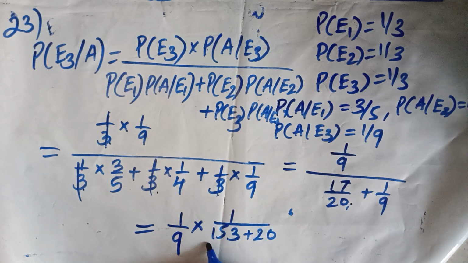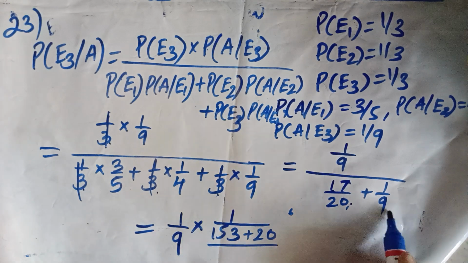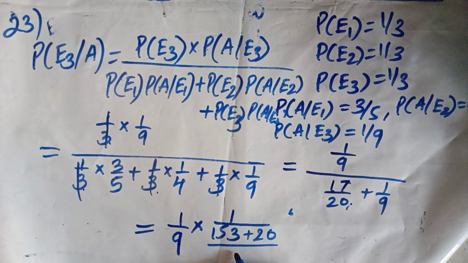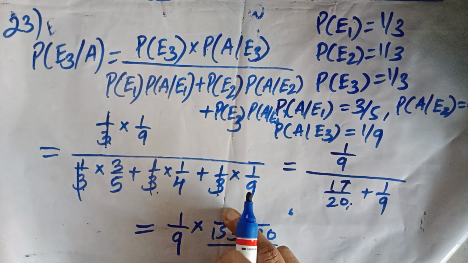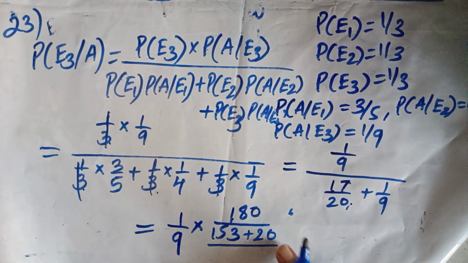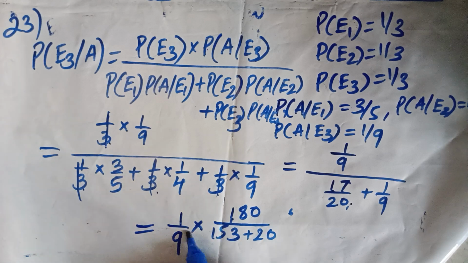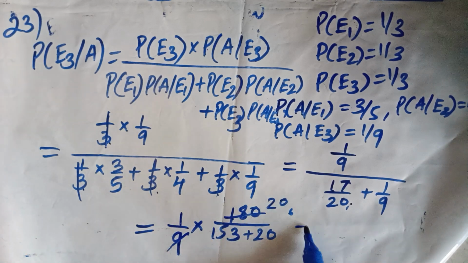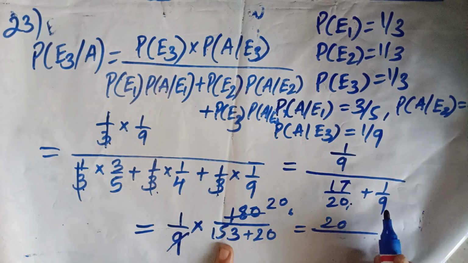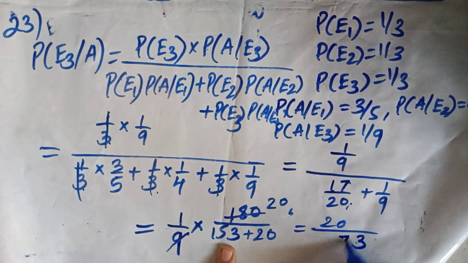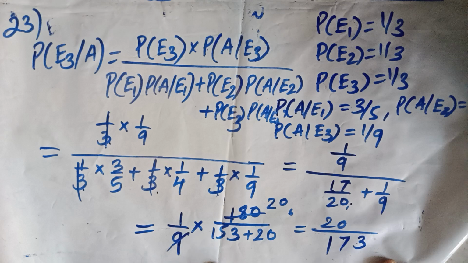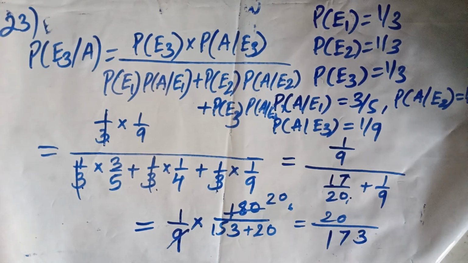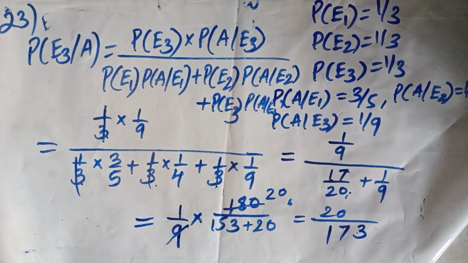Plus 20 upon 20 into 9, 180. So I'll write it here. Okay, 20 upon 173. Okay, so this is the probability.